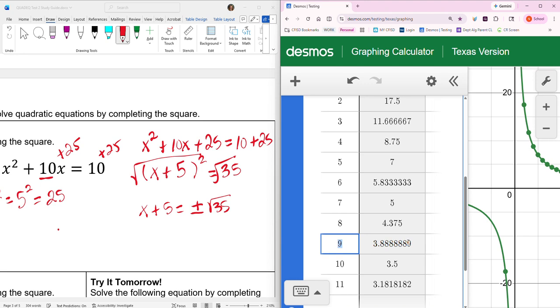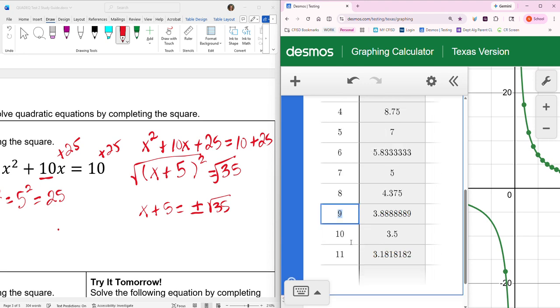9 is a perfect square that will go in, sorry, 4 is a perfect square that will not go into 35. And neither is 9. 9 will not go into 35 either. So 35 is as simplified as we can go. So that number is going to stay the square root of 35. That's all we can do with that number.